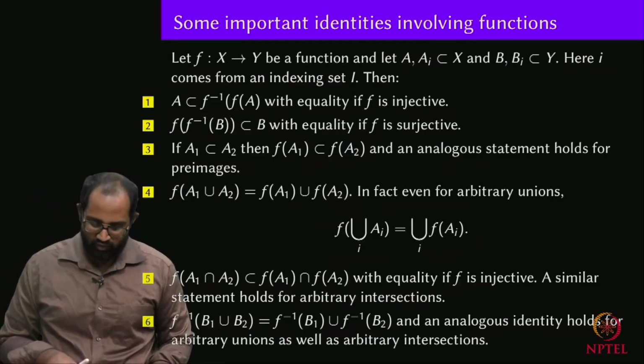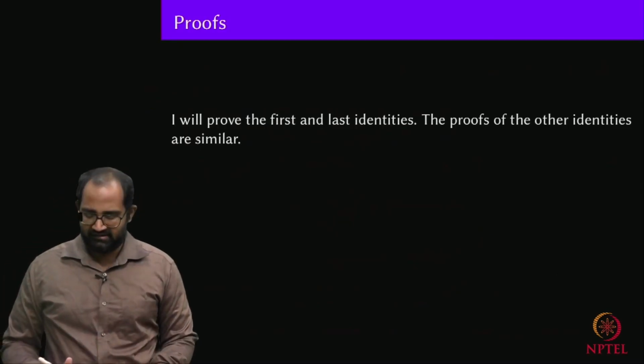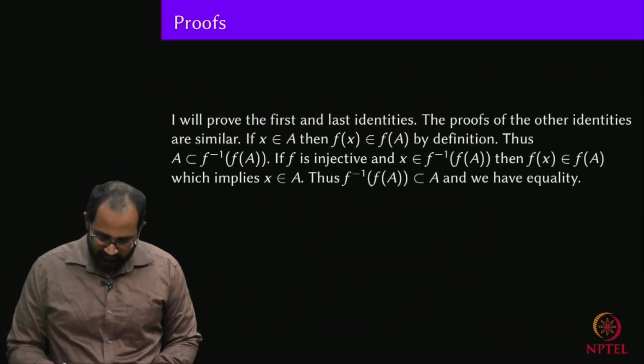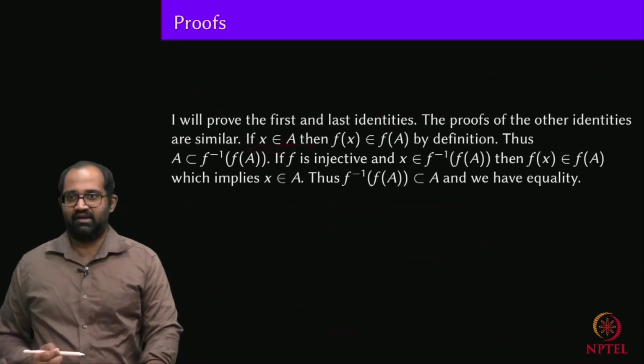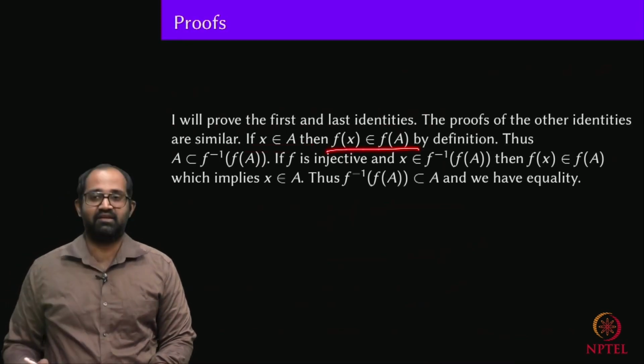Let me just prove two of them for fun. I will prove the first and last identities. The other proofs, as I said, are extremely similar. Okay. Start with an element x in A, then by the very definition we have f of x is an element of f of A.